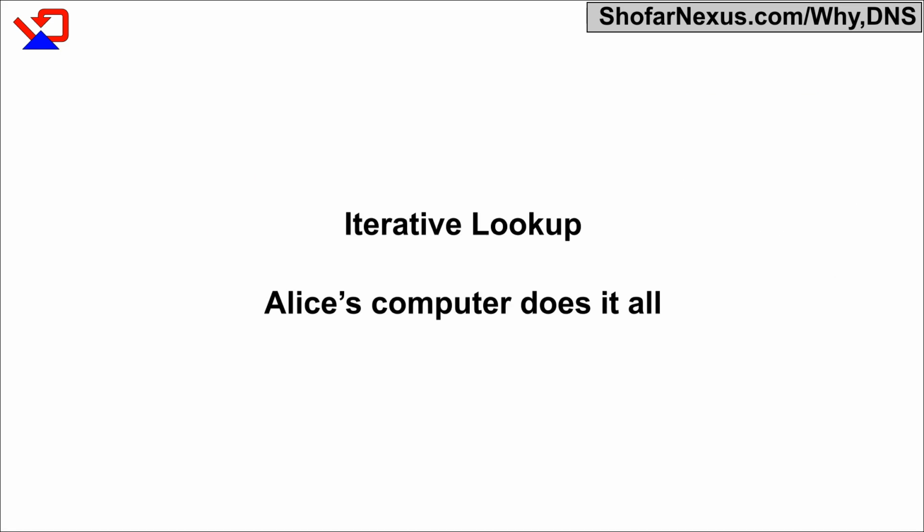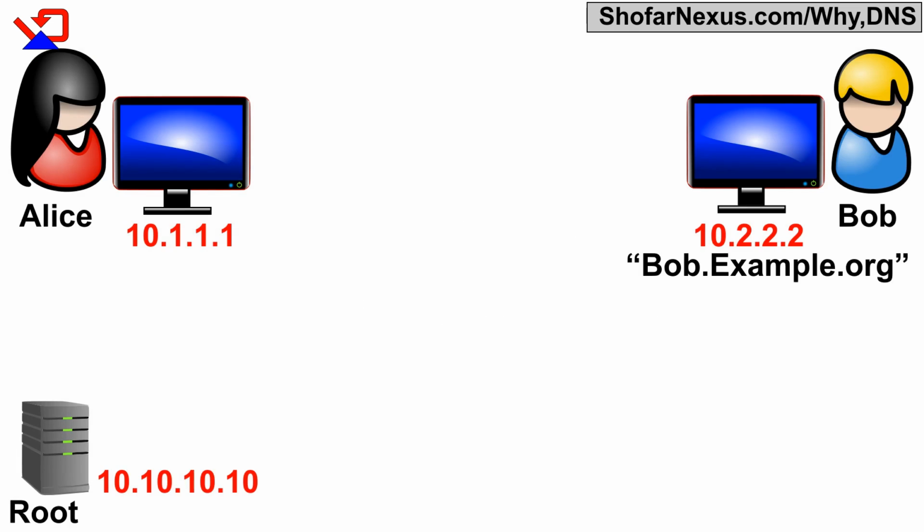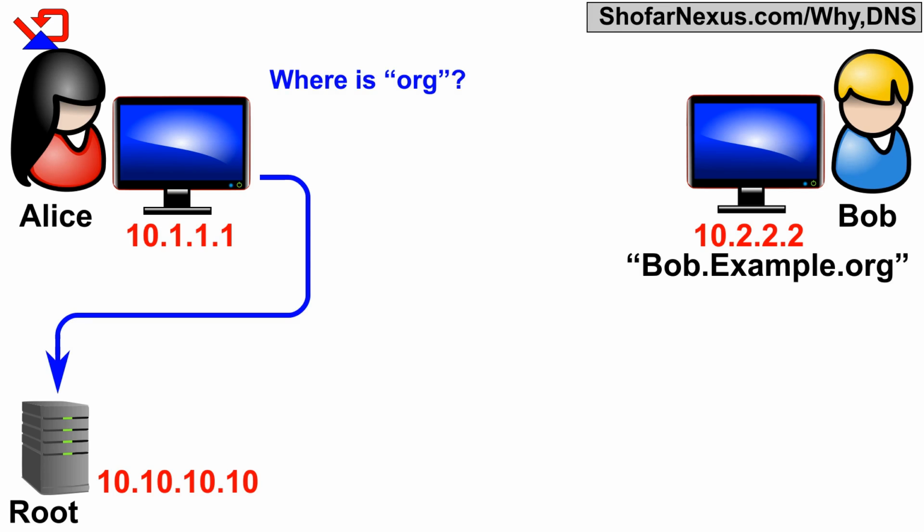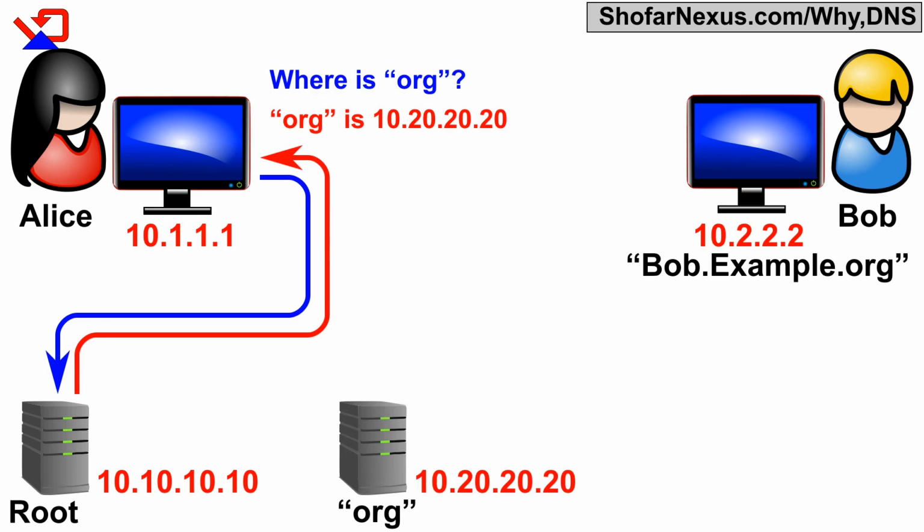Iterative lookup. Alice's computer does it all. An iterative lookup is where Alice's computer does all the work. For now, we assume that Alice's computer has been pre-programmed with the addresses of one or more root name servers. These are the only addresses that Alice's computer needs to know to start. Alice's computer sends a DNS query to a root name server asking for either bob.example.org or simply org.